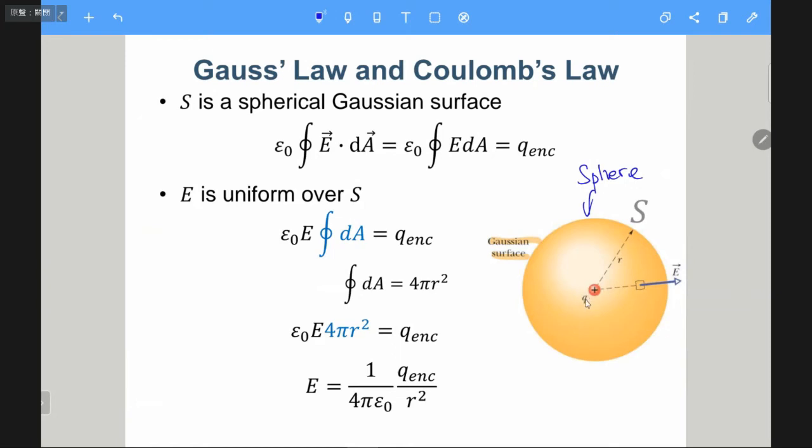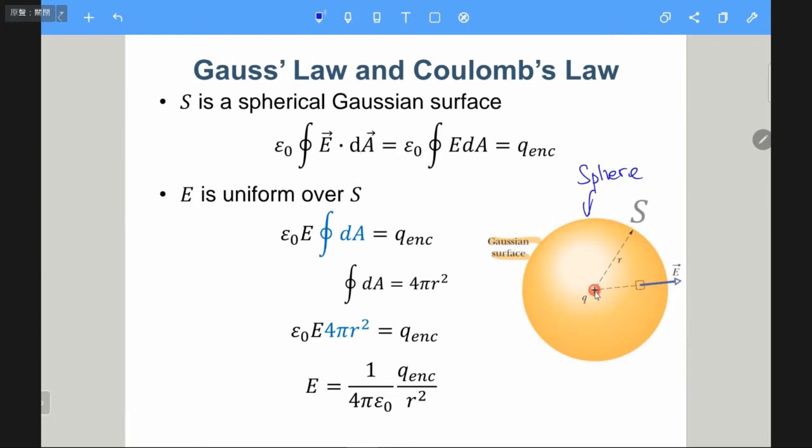So now we just assume that Q is a positive charge and E is pointing outward, which will be perpendicular to dA, because it's just a sphere. Pointing to the outside is actually perpendicular to the surface. So E dot dA is nothing but E dA, because cosine 0 degrees is 1. So we have simplified this term like this.